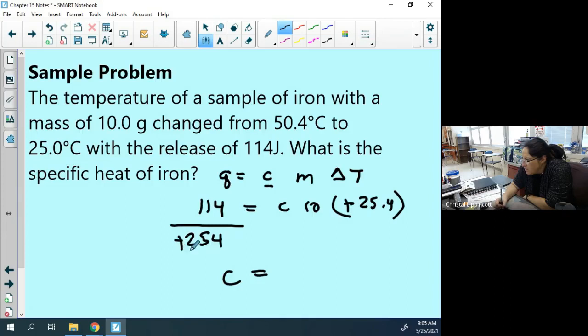It's fine. Oh, because this would have been a negative. That's why. And this would have been a negative. So yeah, that makes sense. So this would have been a minus, and then this would have been a minus. There. And then the minuses cancel out, giving you a positive specific heat of 0.449. Okay? Did you get that?